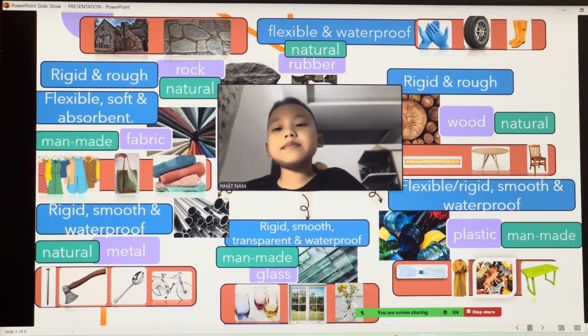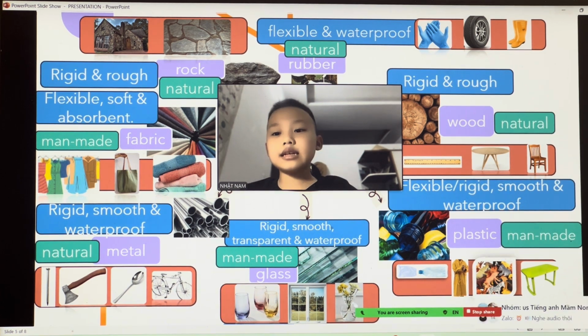The next material is rock. Rock is a natural material because rock comes from the ground. Rock is rigid and rough. There are many things made of rock, for example, the house, the floor, and the wall.